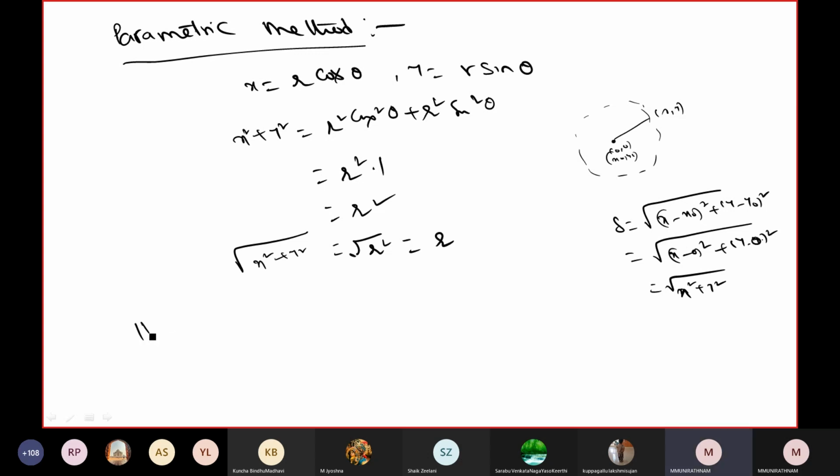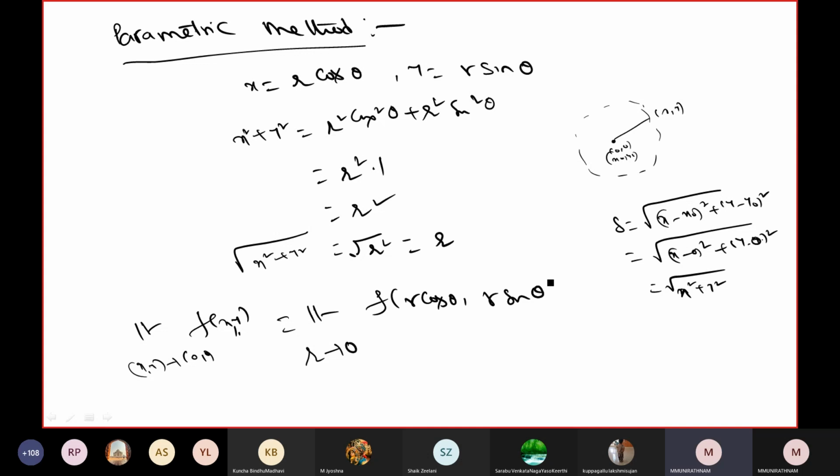So when you are approaching x comma y tends to 0 comma 0 of f of x comma y, in parametric form, r tends to 0, f of r cos theta comma r sin theta. Now it becomes a function of single variable, the function of single variable r.